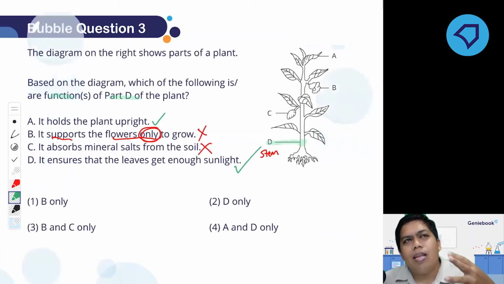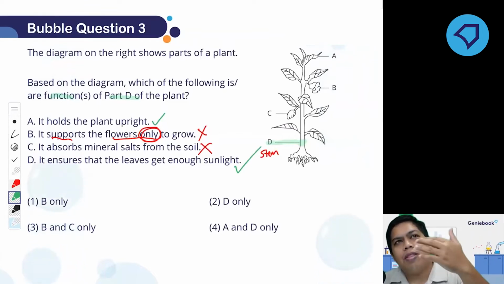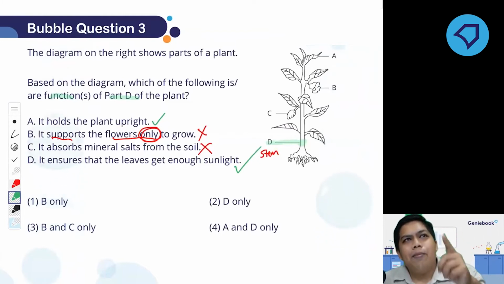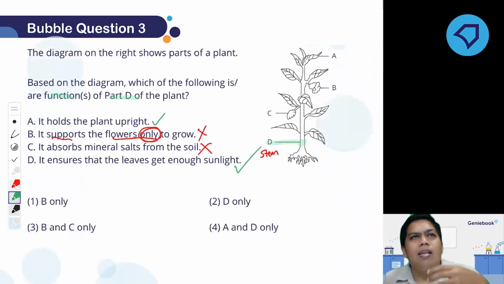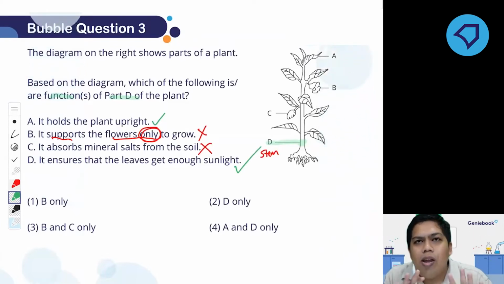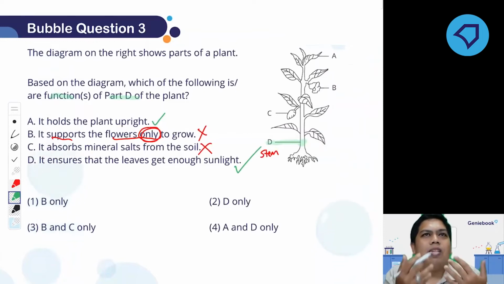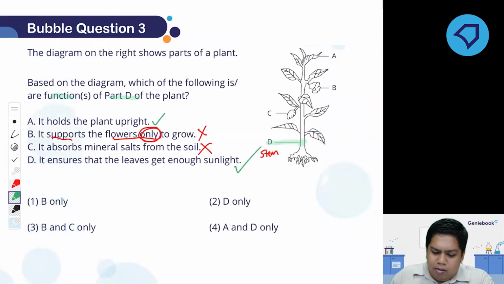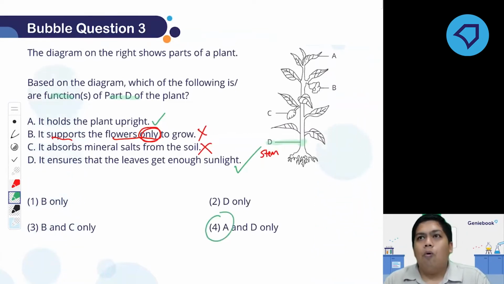So now I'm also teaching you exam techniques. When you read statement B and statement D, it might look the same, right? Support the flower, ensure the leaves. So it's like supporting the leaves. But for statement B, it is supporting the flowers only. Because of that keyword only, that's why statement B is wrong. Statement D didn't say leaves only. It just says ensure that leaves get enough sunlight. So it is helping the leaves and also other parts. So that's why D is correct. Okay, so the answer is A and D only.